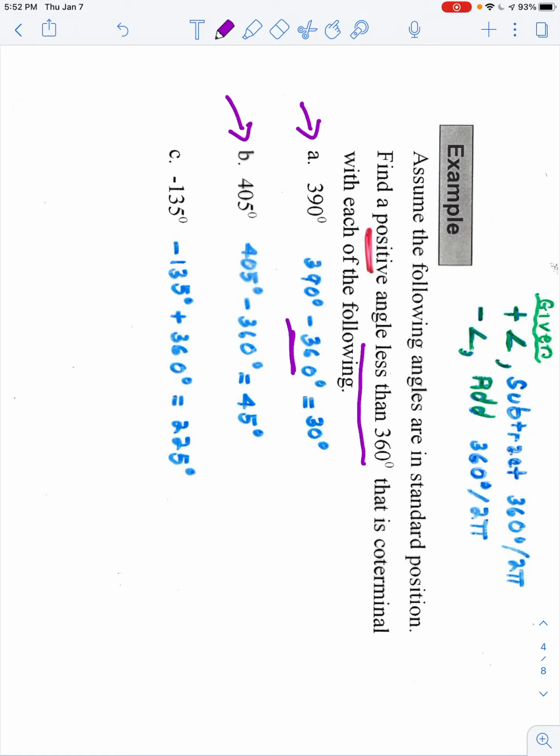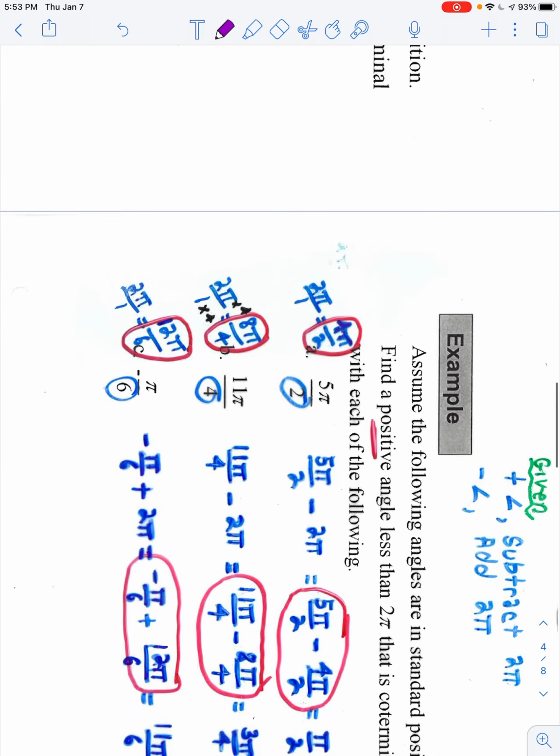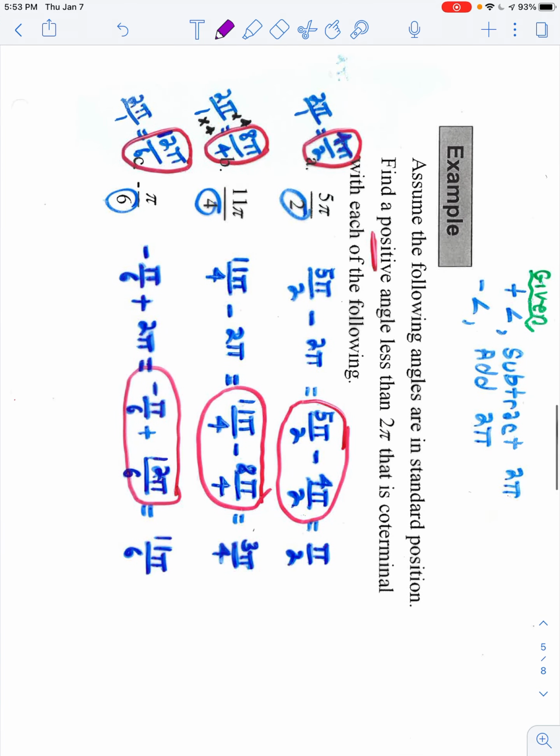405, same thing. It's more than one revolution, so we subtract 360 to get 45. Negative 135 is negative, so we have to add 360, and we get 225 degrees. What happens if our angles are in radians?